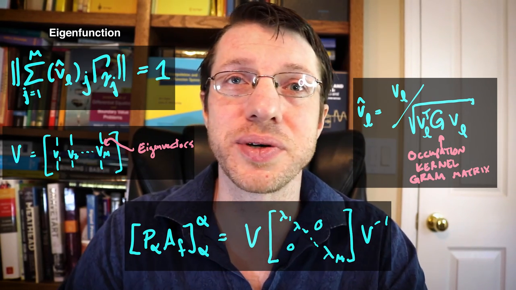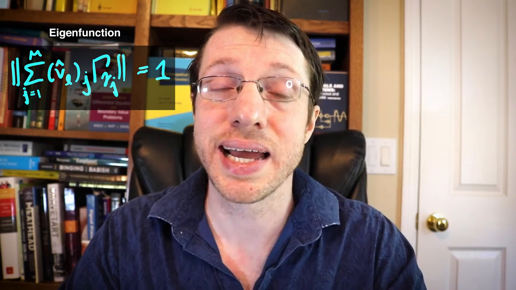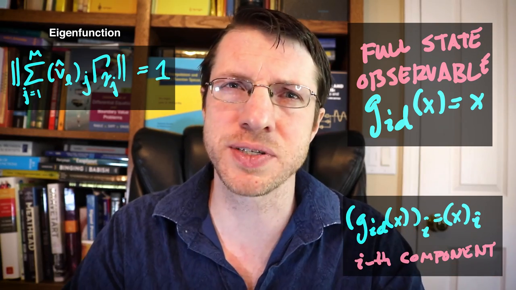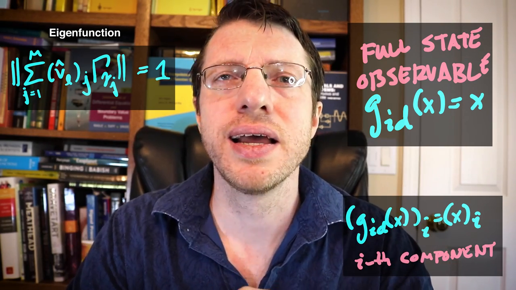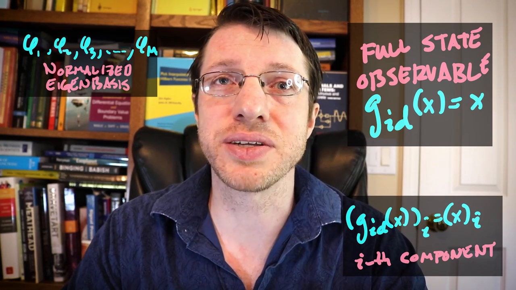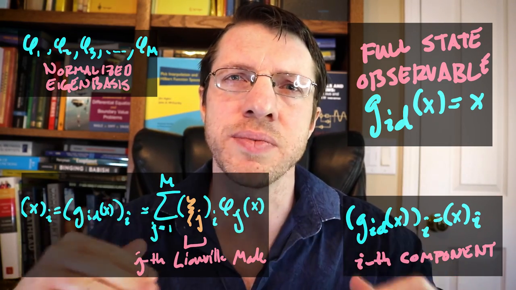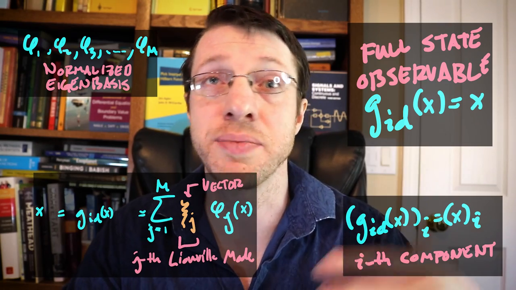Now, in order to complete this dynamic mode decomposition, we need to take the full state observable, and well, the ith component of the full state observable, the one that maps a state to its ith component. We'll write this in the parentheses. And we're going to project this onto our eigenbasis. And this will give us the ith component of each of our Liouville modes. And then we're going to stack them at the end of the day to get our full Liouville modes, which match the dimension of our system.